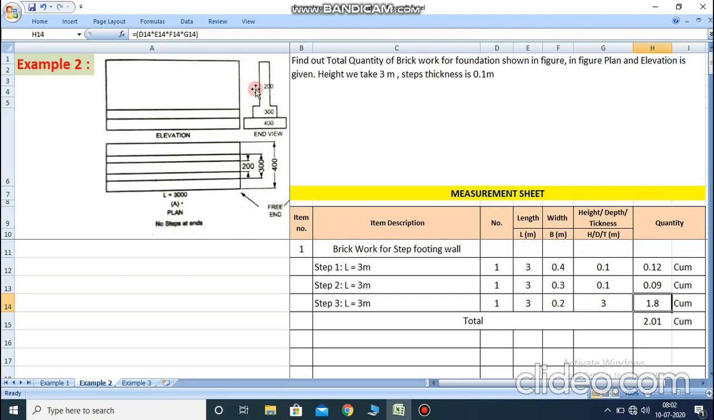So now the summation of all 3 values, we get the total quantity of brickwork as 2.01 cubic meter. So here 2.01 cubic meter. As per the standard calculation, in 1 cubic meter we require a total of 500 bricks to complete the brickwork. So in 2.01 cubic meter, how many bricks are required? So we can easily calculate the total number of bricks required to complete the brickwork.